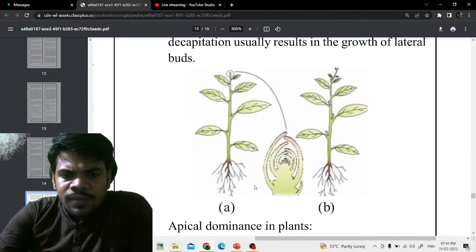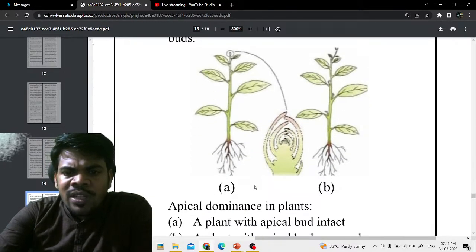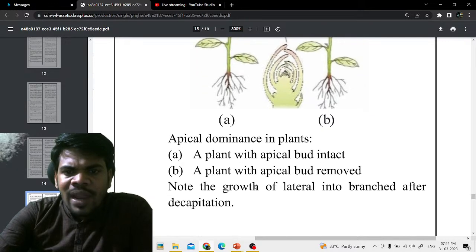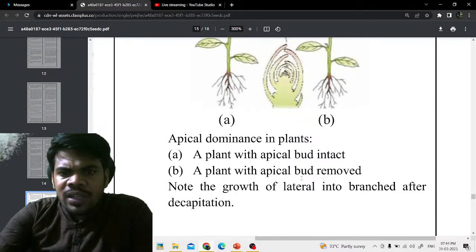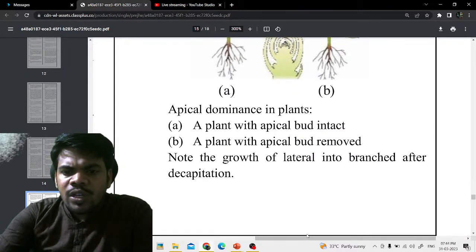So like this. Apical dominance in plants: a plant with apical bud intact, and a plant with apical bud removed. These are the two things. Okay. Now come to the next question.